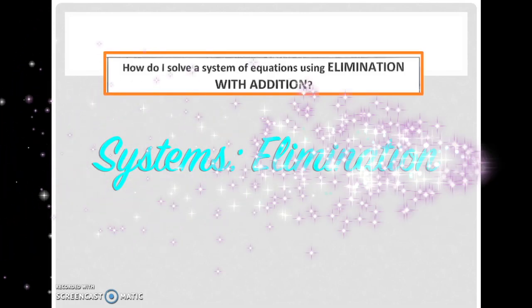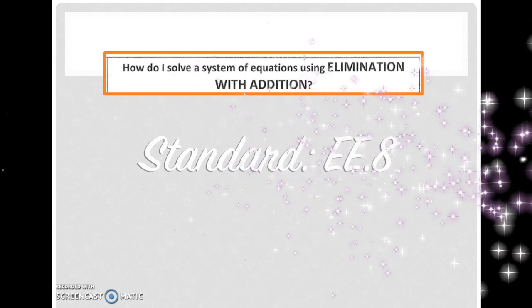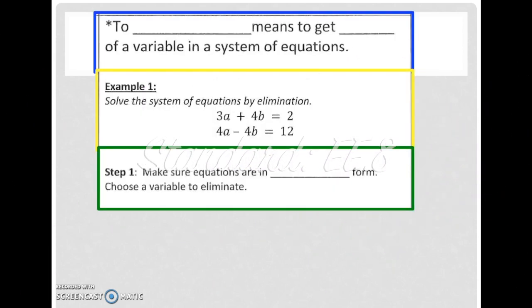Today we're going to take a look at how do I solve a system of equations using elimination with addition. Let's fill in the blanks. To eliminate means to get rid of a variable in a system of equations. Let's look at the first example.